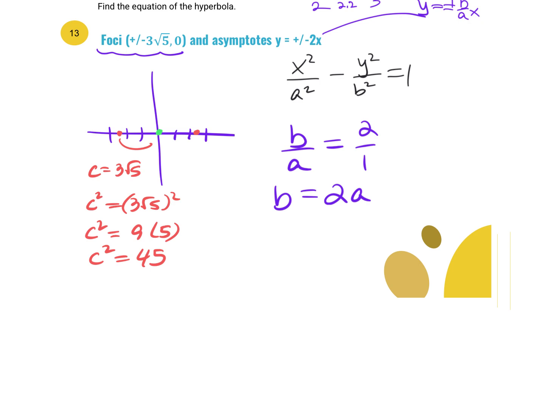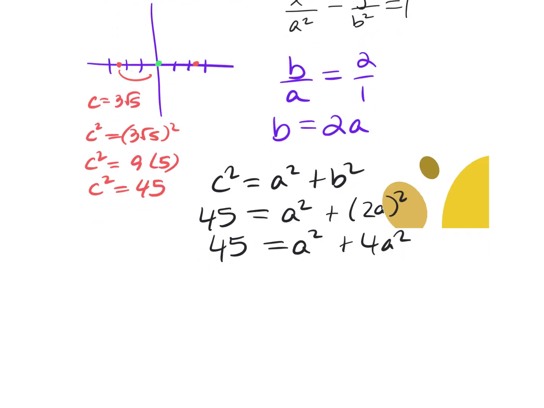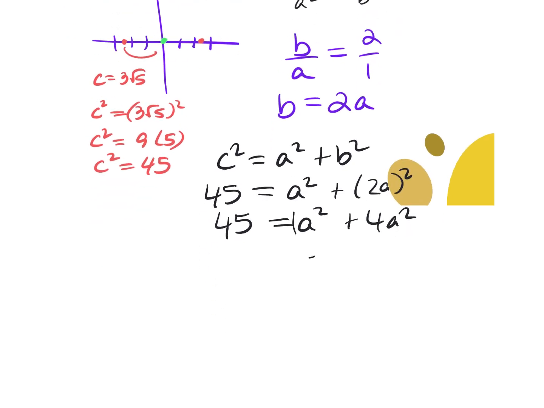Now, I know I have 2 variables here, but I don't have any other choice. So I need to now take c squared equals a squared plus b squared. I'm plugging 45 in for the c squared. I'm plugging 2a in for the b. And then I have to square it. So 45 equals a squared plus 4a squared. Add my like terms here. This becomes 5a squared equals 45. Divide by 5, and 9 equals a squared.